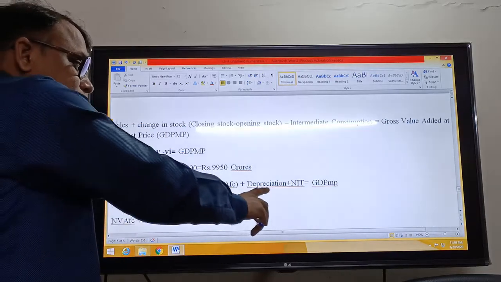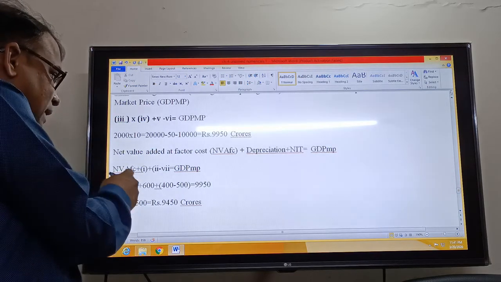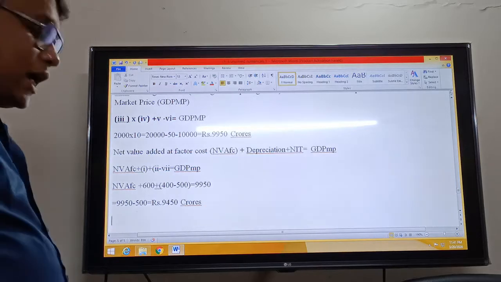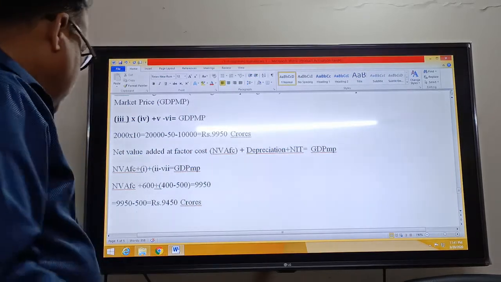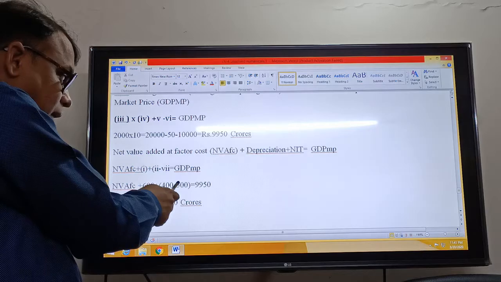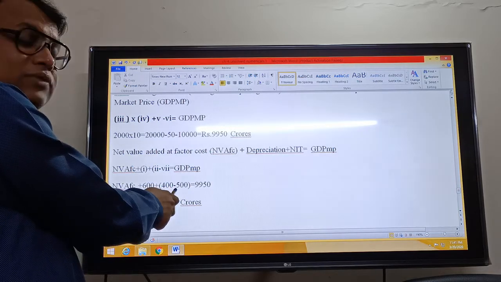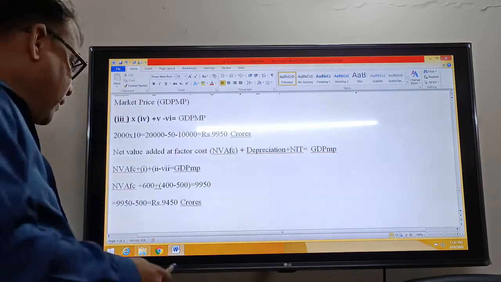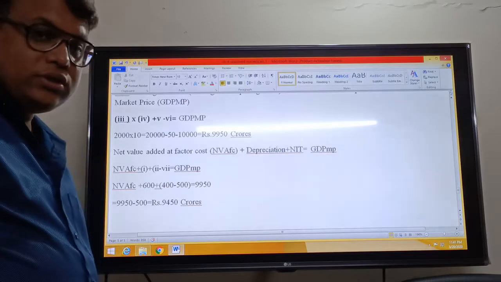Now we finally need the NVFC. NVFC plus depreciation plus NIT is equal to GDPMP. So we put the values: NVFC plus the first item, depreciation, plus NIT. NIT is what? IT minus subsidy. IT is given in the form of GST. Check your second item, GST, which is given as 400. So NVFC plus depreciation 600 plus IT, that is 400 GST, minus 500, which is the given subsidy. If we solve this, it will be minus 100. 600 minus 100 is 500. So how do we get NVFC? NVFC is equal to 9950. We take the value to this side: 9950 minus 500 is equal to 9,450 rupees crore. That is your final answer.